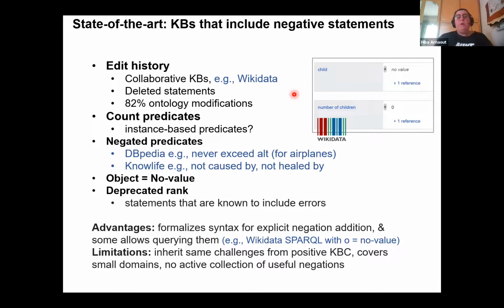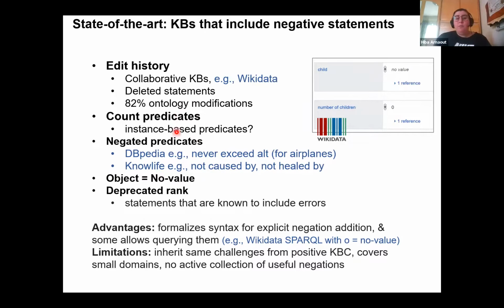However, with a deeper look, we find that 82% of these deleted statements are ontology modifications. So it's something like updating the way an entity is being expressed, for example from "he is vegan" to "his lifestyle is veganism", or adjusting numerical IDs for Wikidata, like adding a prefix to the ID or something like this. So they weren't basically mistakes that have been removed.